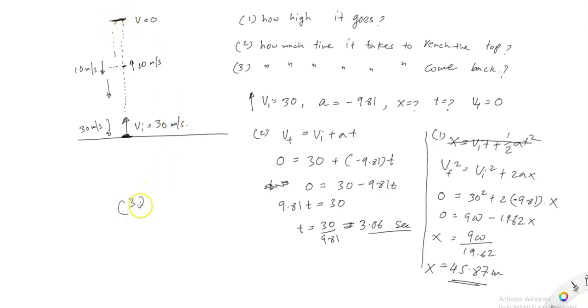Question number 3 is asking total time. You don't have to do any math. We know the time to the top, so the total time is 2 times 3.06, which is 6.12 seconds. Okay, so there are a few more problems. I want you guys to give them a try, and then we can discuss these next time when we meet. All right. Okay.